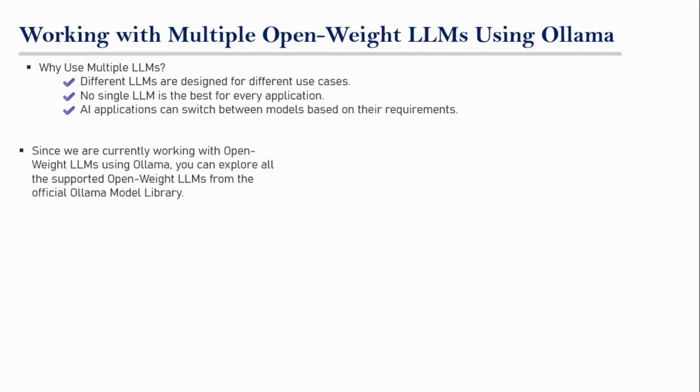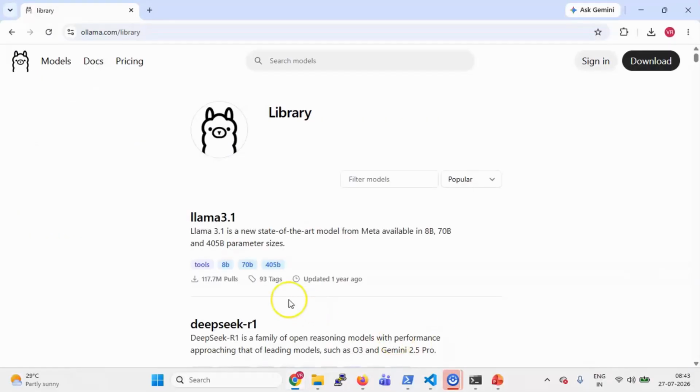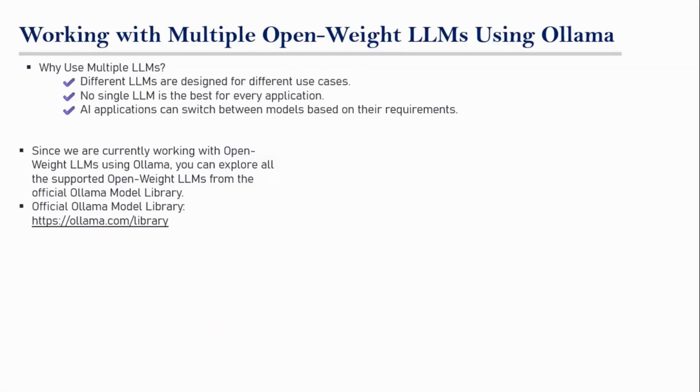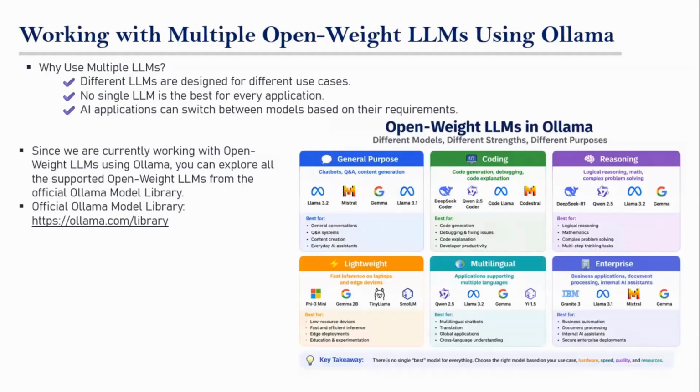Now, currently we are working with open-weight LLMs using Ollama. So you can explore all the supported open-weight LLMs from the official Ollama model library. That is this one. We already went through this. Anyway, let me go to it once again. See here, we have different models. Let me give you a simple diagram just to understand at a basic level.